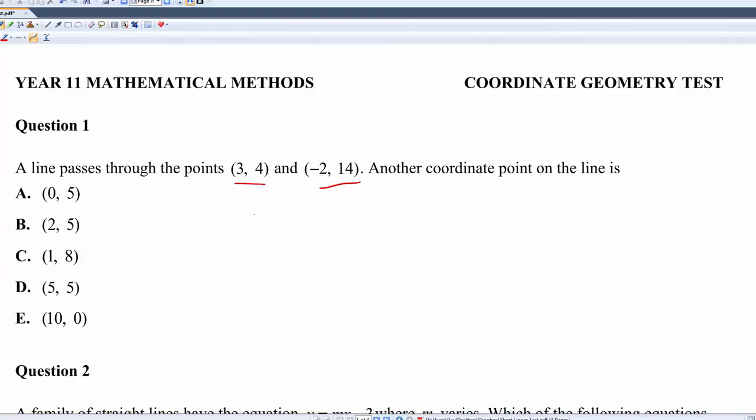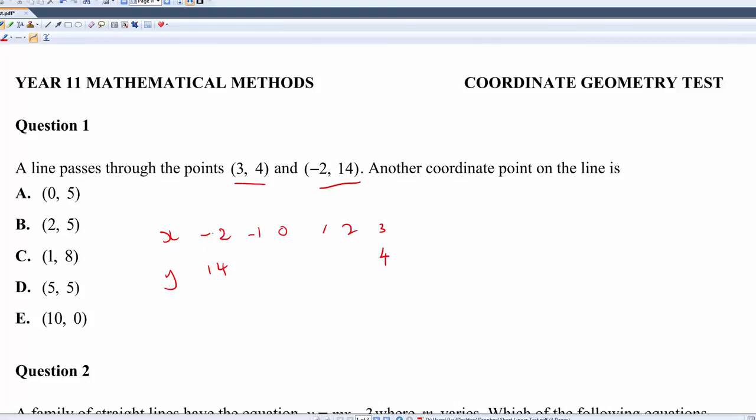Now, there's a fairly easy way to do this problem. Doesn't work for all questions, but when you've got nice whole numbers, it is really easy. Alright, let's do a table of values: -2, -1, 0, 1, 2, 3. When x is -2, y is 14. When x is 3, y is 4.